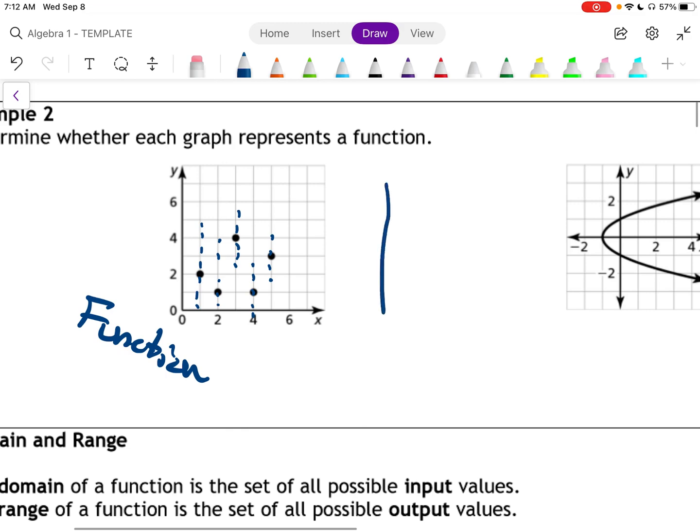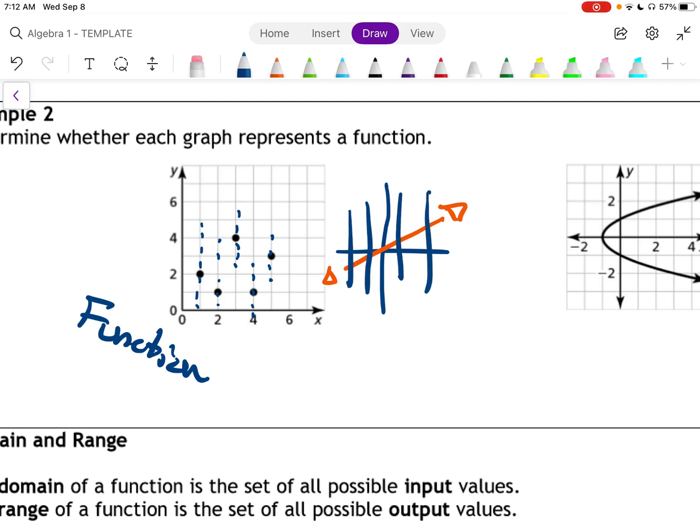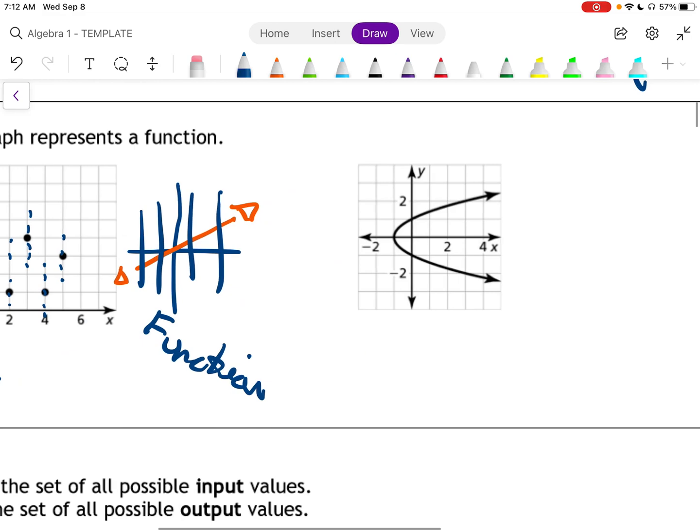Another example of a graph would be a line like that. You could draw all kinds of vertical lines on that, and it would never touch it twice. That would also be a function. Next up here, this is like a sideways U. I can draw a vertical line there and it fails, so not a function.